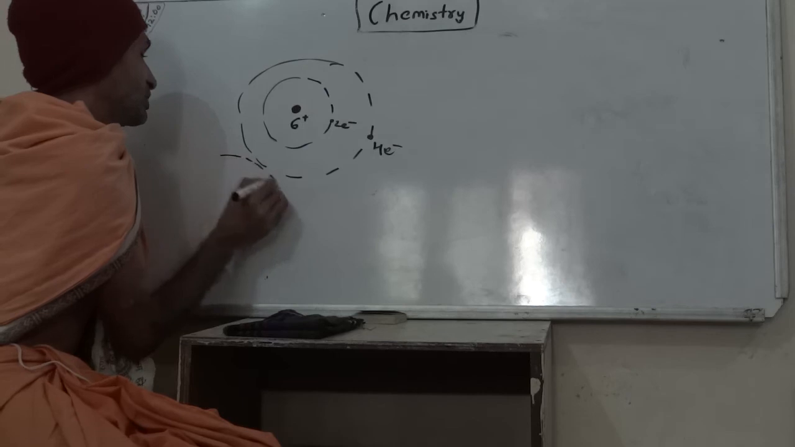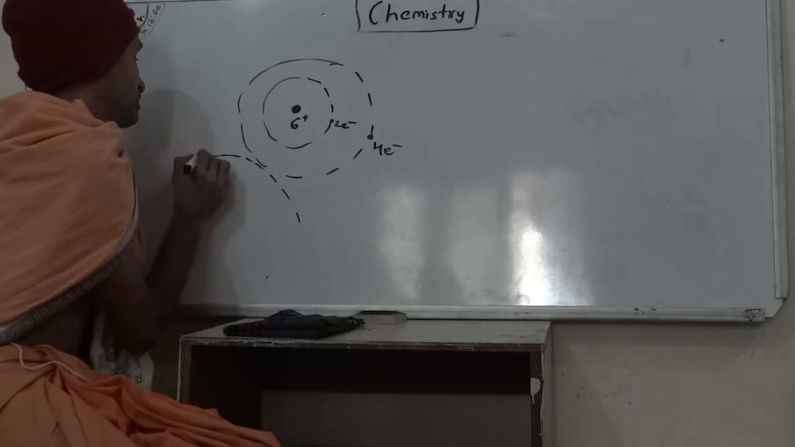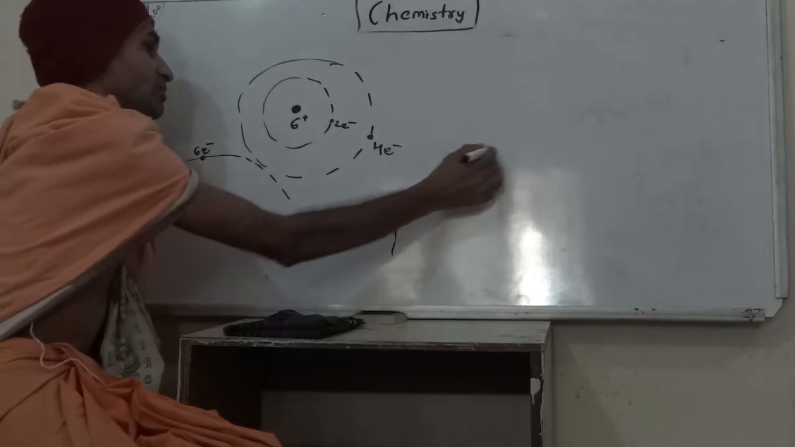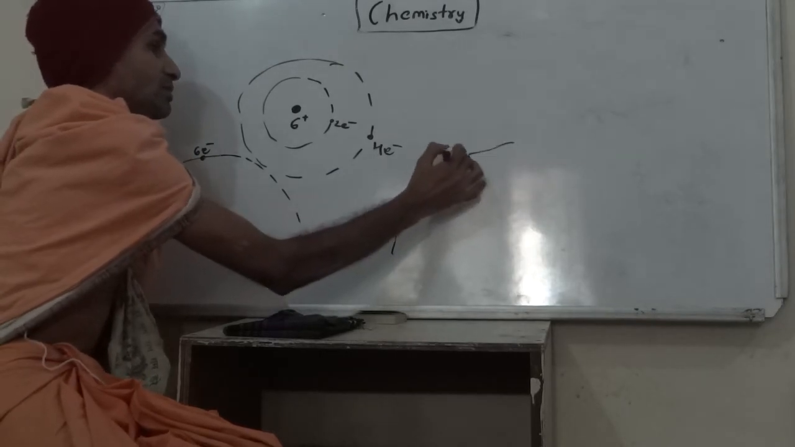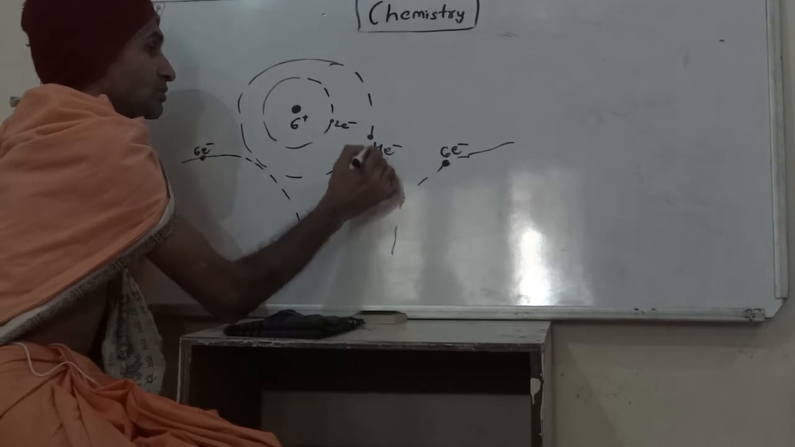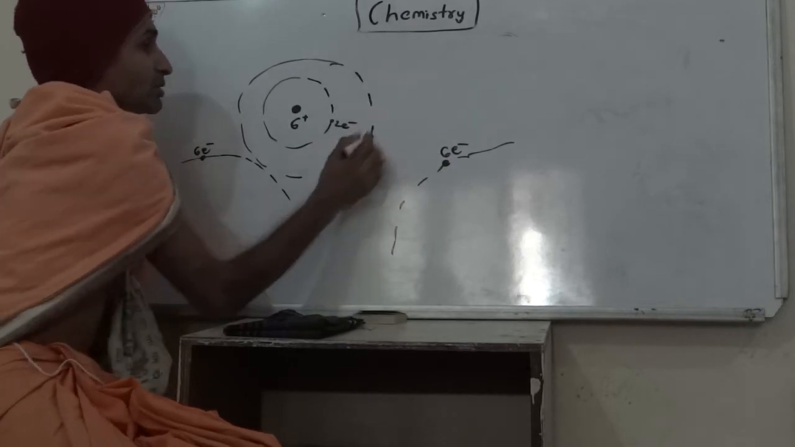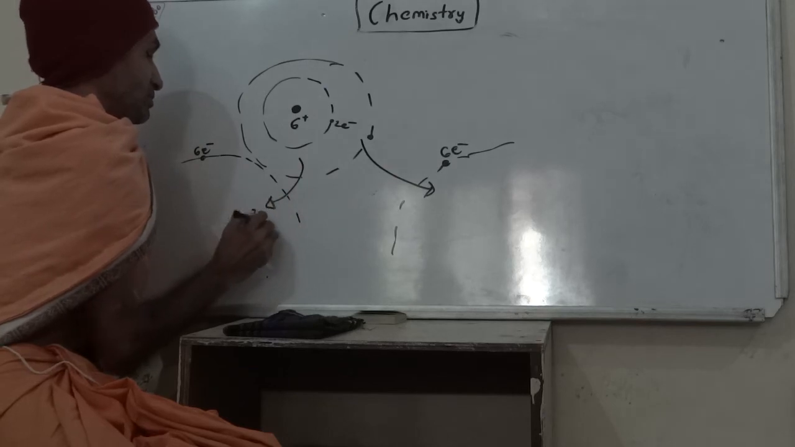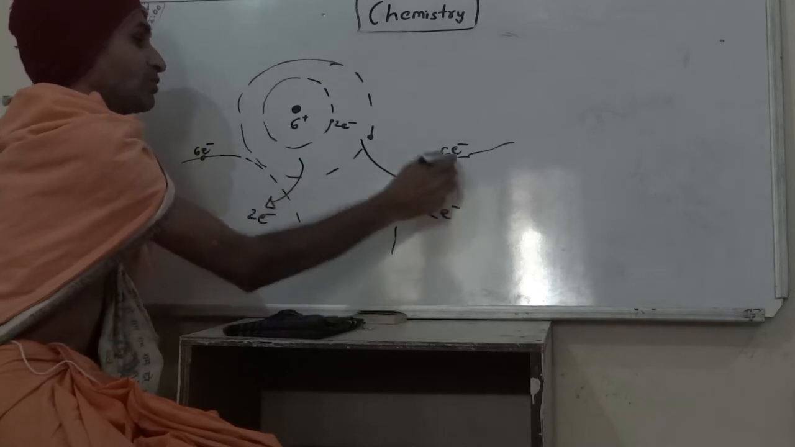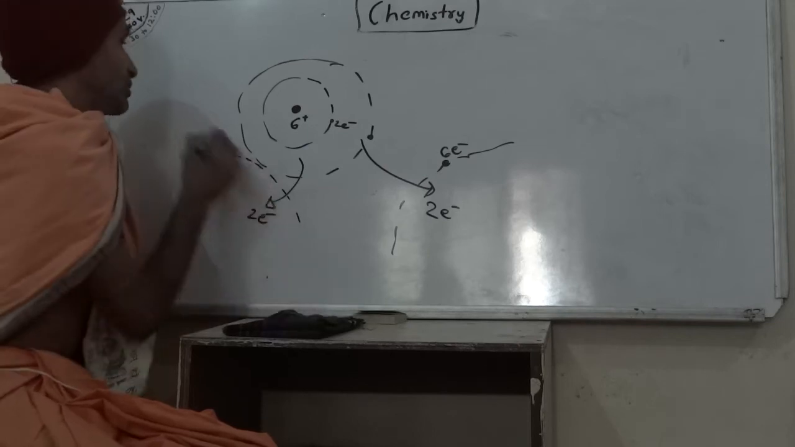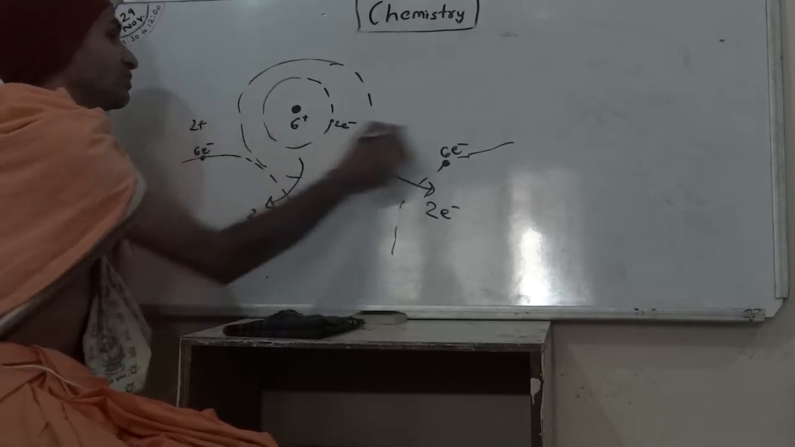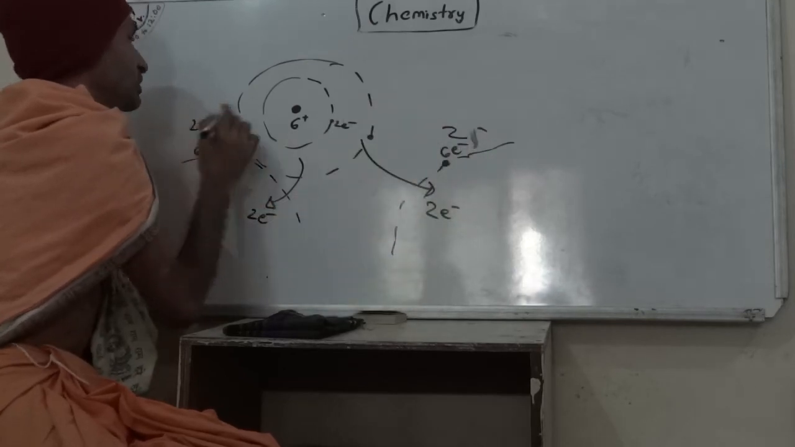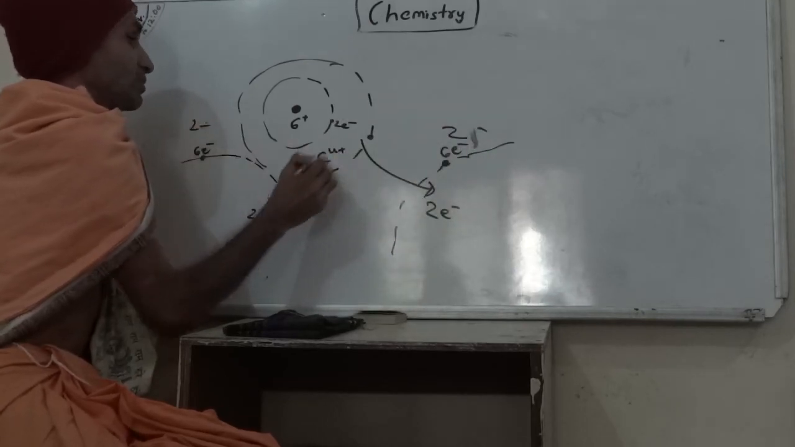Oxygen has 6 electrons in the valence orbit. Another oxygen has 6 electrons in the valence orbit. So carbon will give its 2 electrons here and 2 electrons here, making both of them O2 negative, and C4 positive.